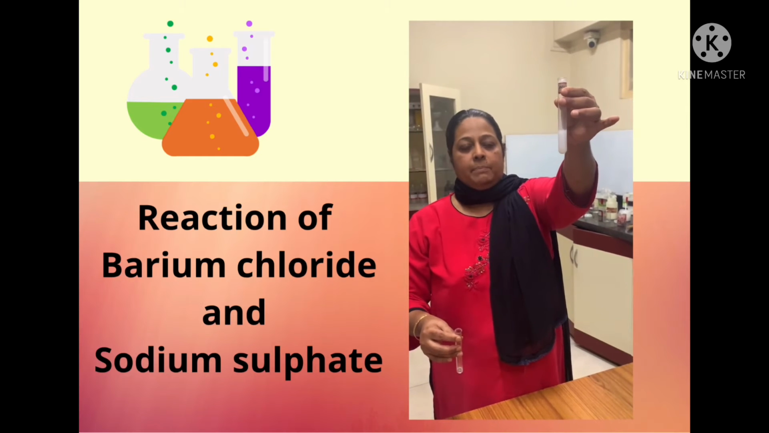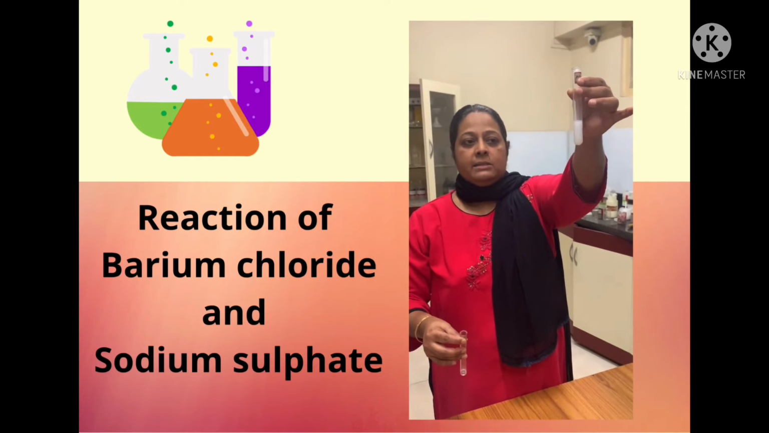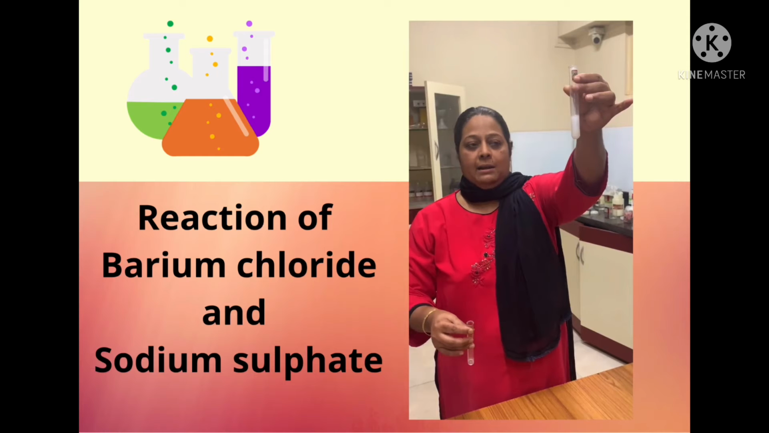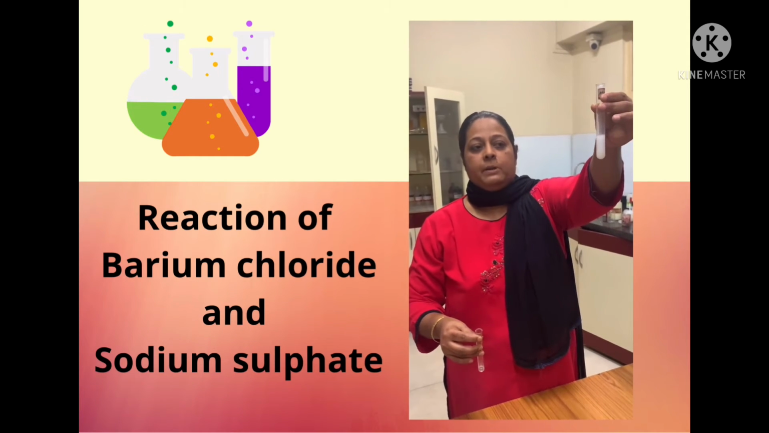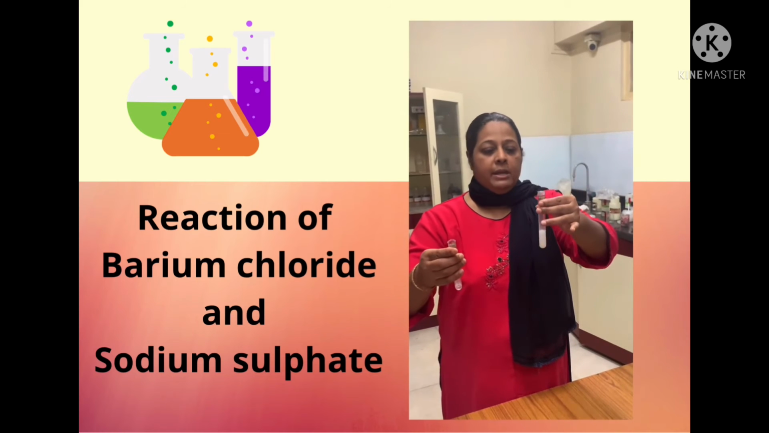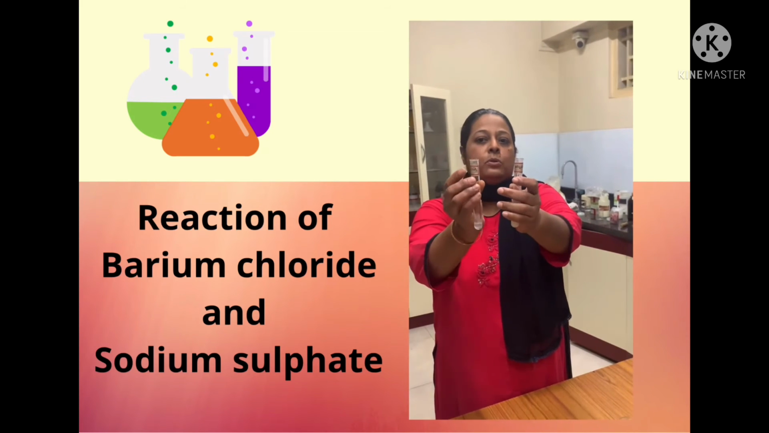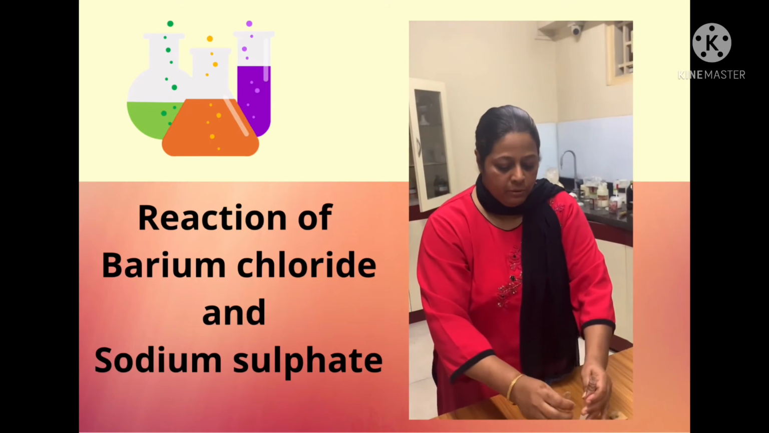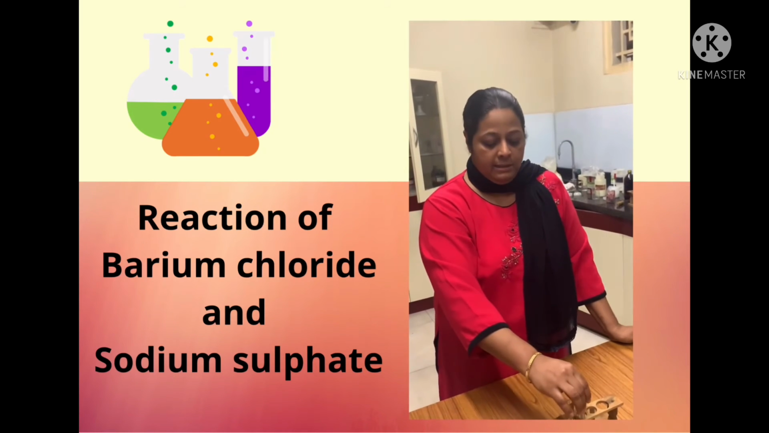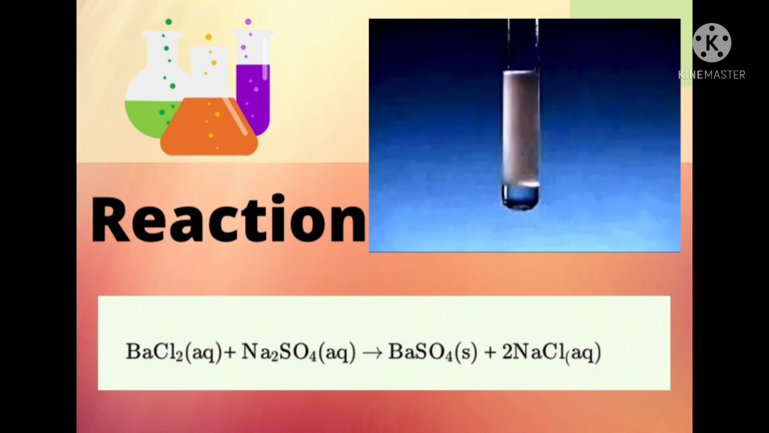Can you see there is a PPT which is formed and it is what color? White in color, curdy white, right? So there is a curdy white precipitate which is formed when barium chloride reacts with sodium sulphate solution. Okay, so we are going to note the inference in the observation table.